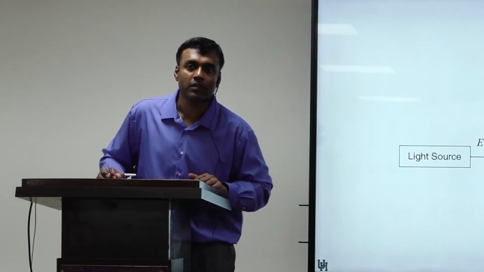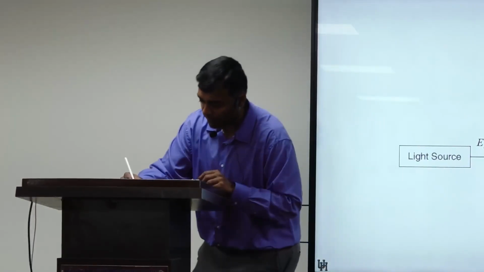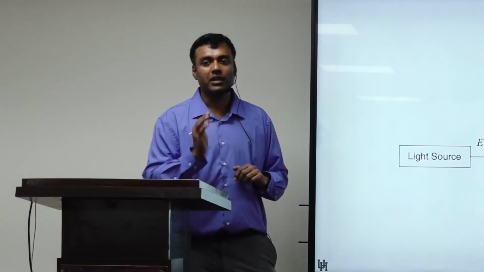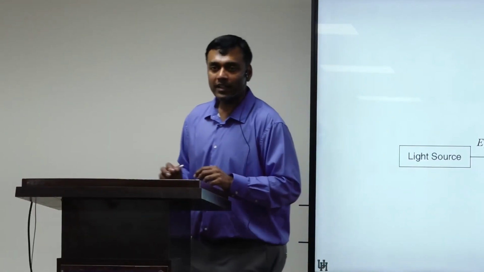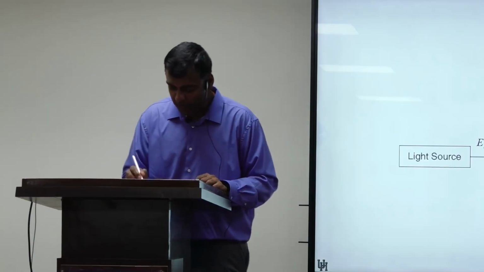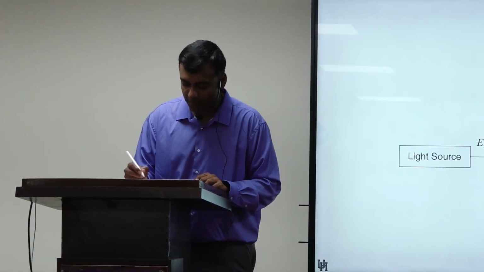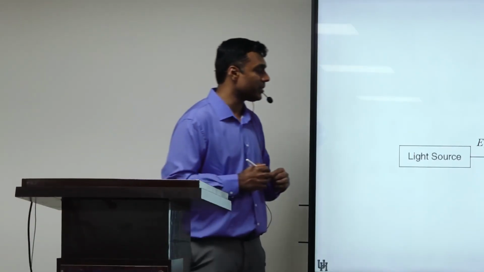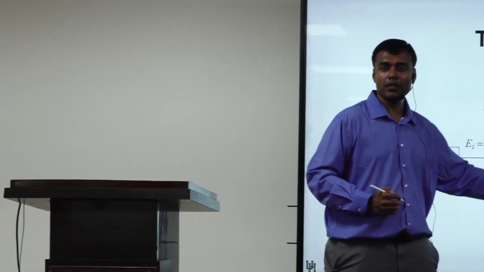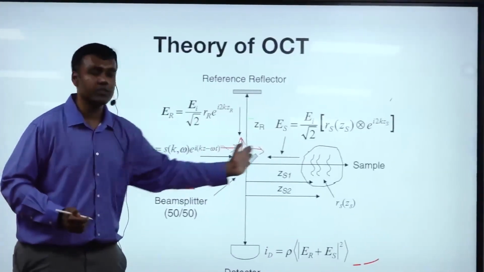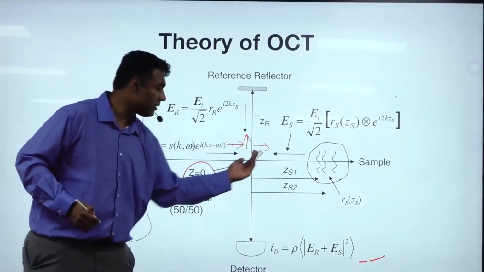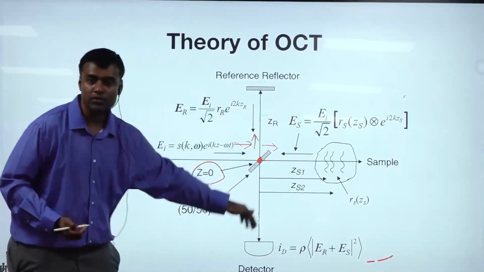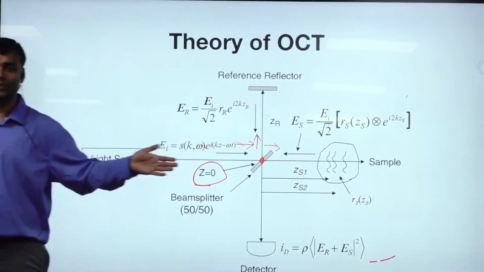Yes, this is the beam splitter. The middle of the beam splitter is z equal to 0. Of the light that comes in, 50% goes here, 50% goes here. That's what a 50-50 beam splitter means. Some amount of light comes in, 50% goes to the reference, 50% goes to the sample. Whatever comes in, 50% goes forward, 50% goes down. All it does is split 50-50.